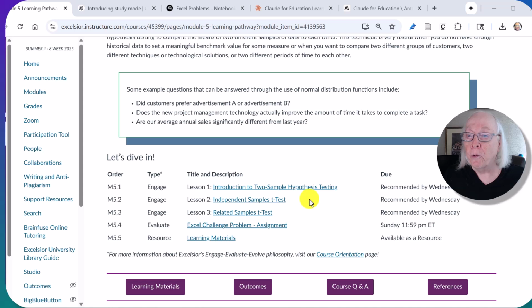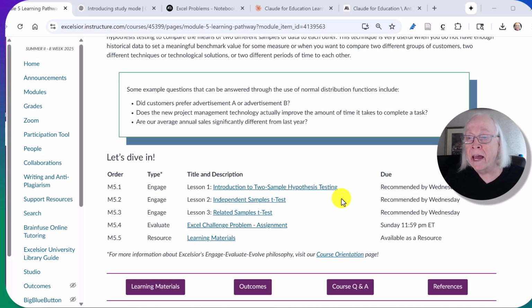And we are given 3 lessons here. One is an introduction, which goes over the basic framework for doing these two-sample hypothesis tests. And then we're given an example of independent samples. These are 2 unrelated samples. We're going to compare the price of Fords to the price of Chevrolets.